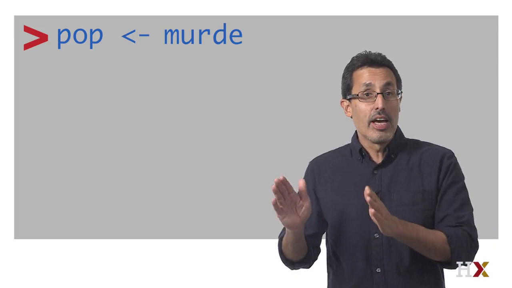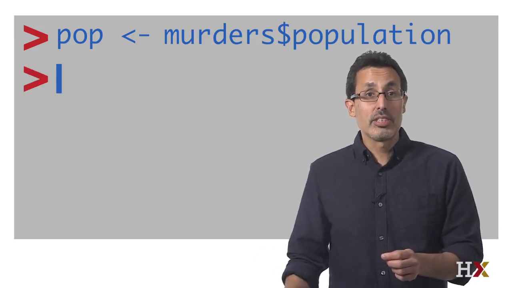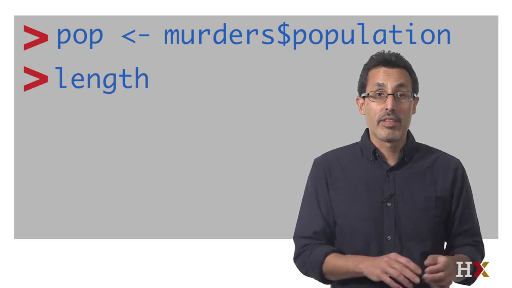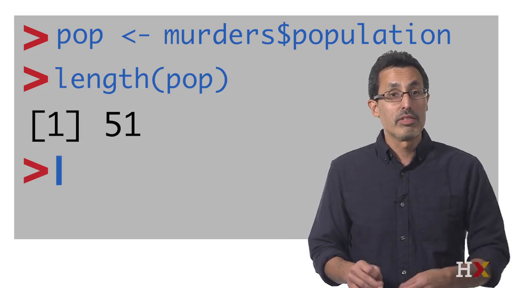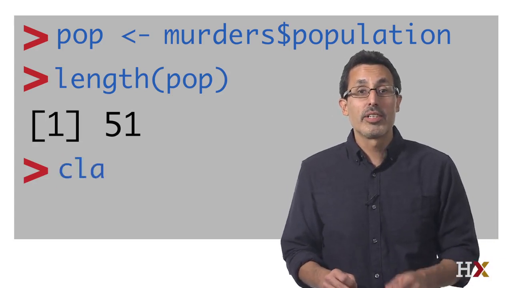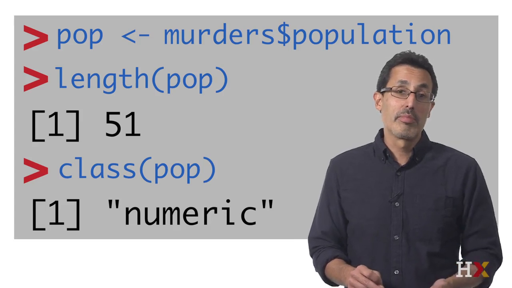So if I define a new object called pop, for population, as the column in the murders data set that has the population sizes, and then I type length(pop), I will see that it's a vector with 51 entries, 1 for each state. This particular vector is a numeric vector since population sizes are numbers.